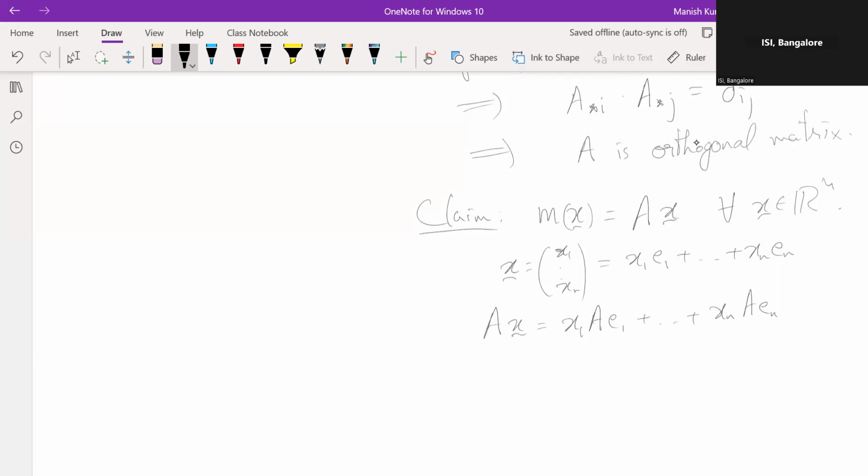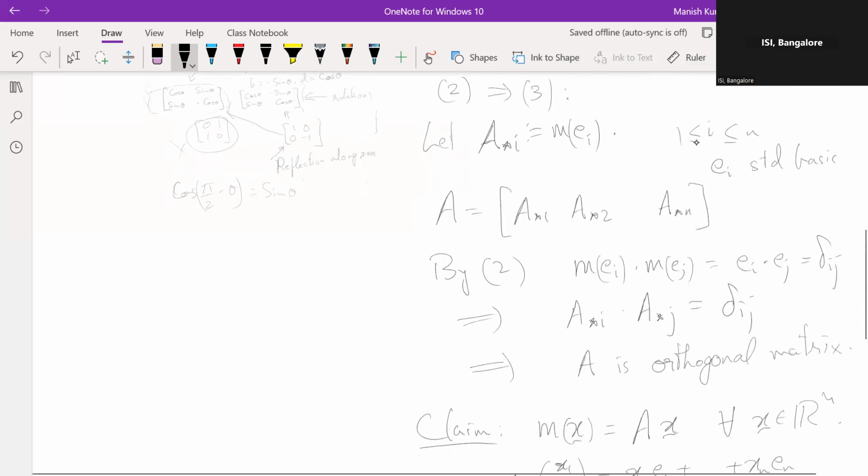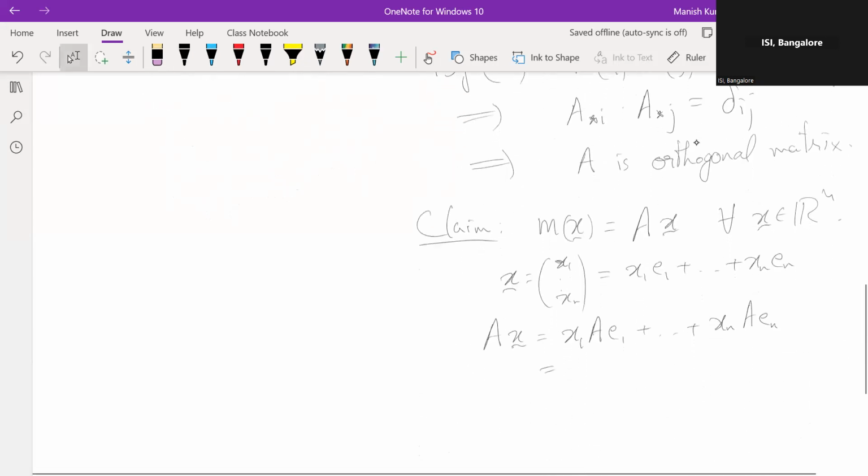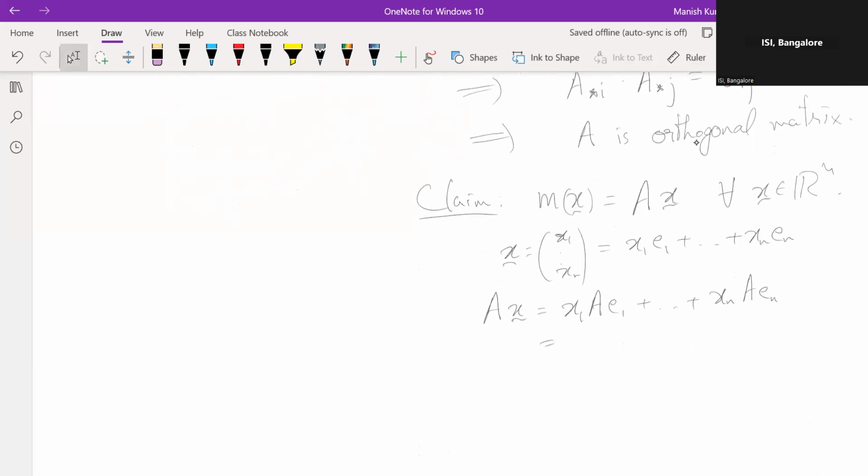AE1 is the first column of A, right? And the first column of A was declared to be ME1, right? So this is x1 times ME1 plus xn times MEN, yeah? But M, we don't know, is a linear map. So I can't say this is M of x1 E1 plus xn En. So we'll have to argue differently to say that this is the same as Mx, yeah?